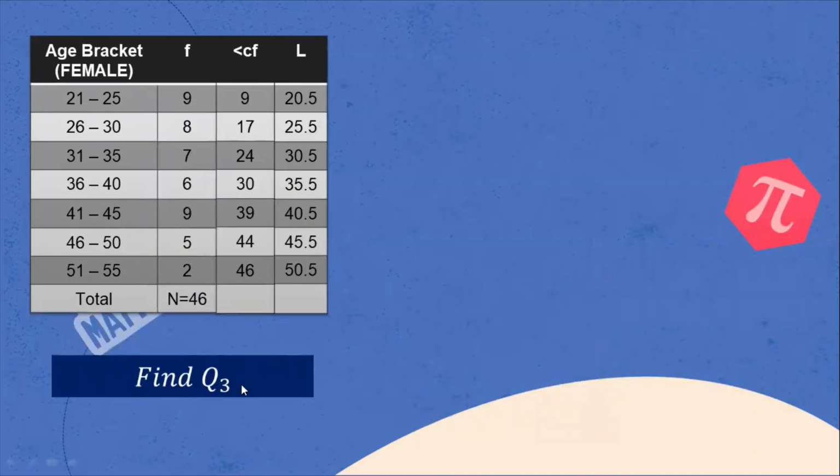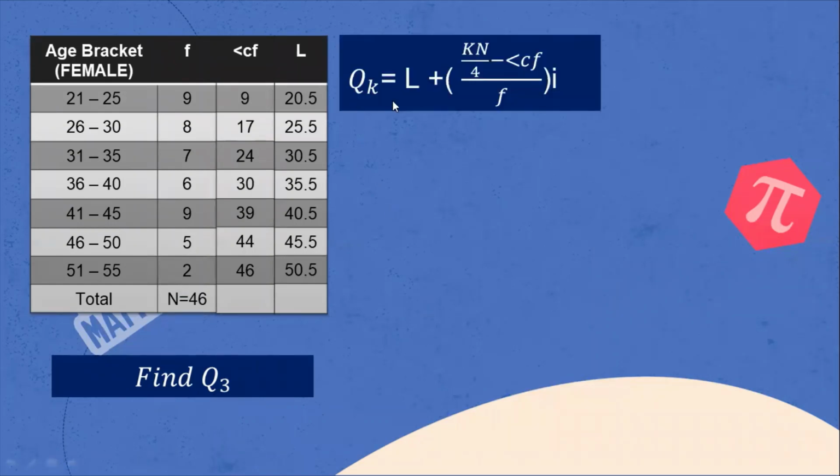Find Q sub 3, or find quartile 3. Formula: Q sub k is equal to L plus the quantity of k multiplied by n over 4 minus less than cumulative frequency, over f, multiplied by I.